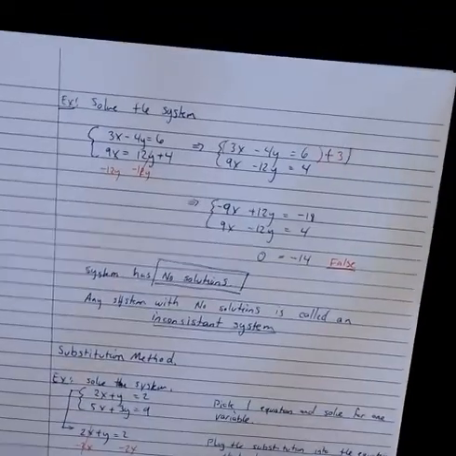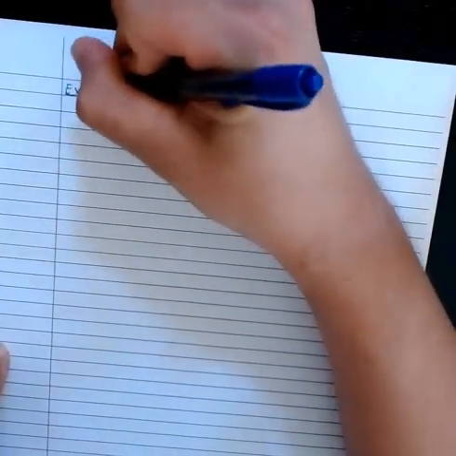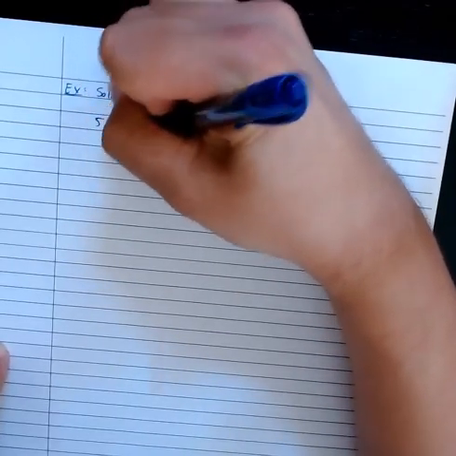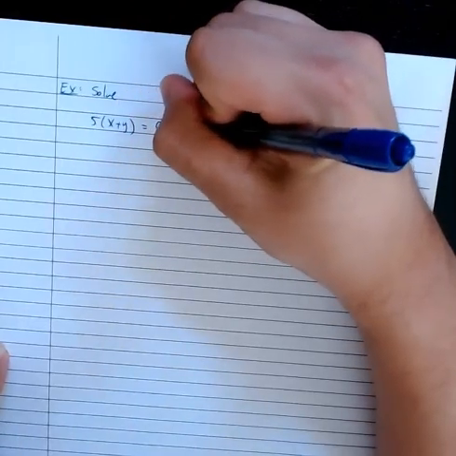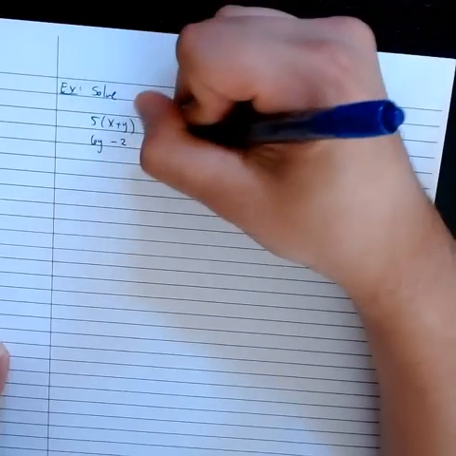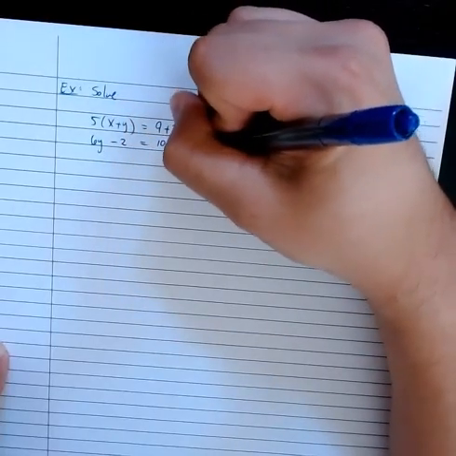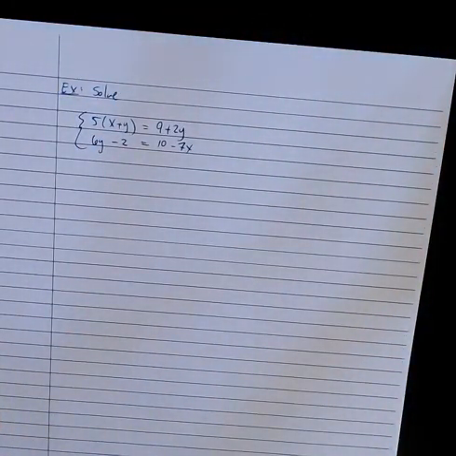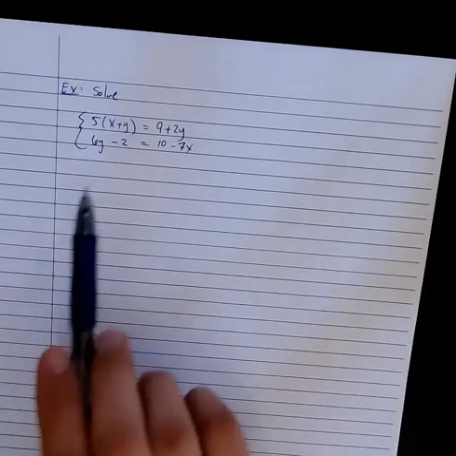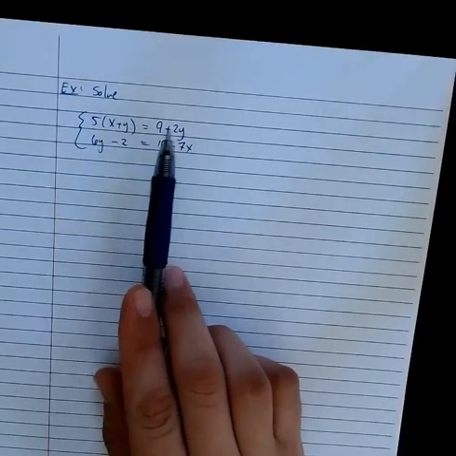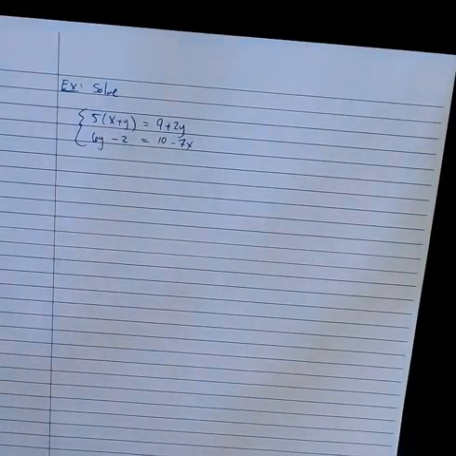Now let's take a look at another example of the substitution method. Let's consider the system 5 times x plus y equals 9 plus 2y, and 6y minus 2 equals 10 minus 7x. Now that looks a lot more complicated than the previous examples, but again, if your equation is anything other than just an x and a y, and then on the other side a constant, you can always rearrange things to make them a lot nicer.